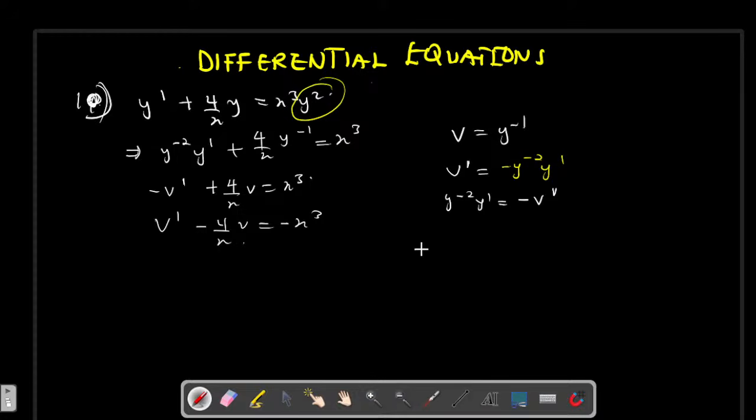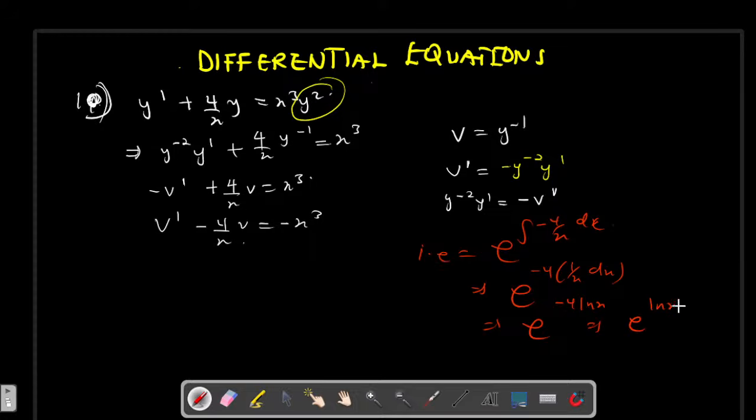I simply find my integrating factor, IF, which is e to the power integral of my p of x, and that is negative 4 over x here, dx. So here I get e to the power, my negative 4 comes out, I have 1 over x, dx, which is also equal to e to the power negative 4 ln x. Then the negative 4 becomes the power, so we simply have e to the power ln x to the power negative 4. And as I said, e to the power ln, we get the number inside. So our integrating factor is simply equal to x to the power negative 4.